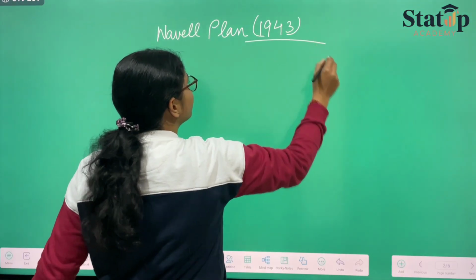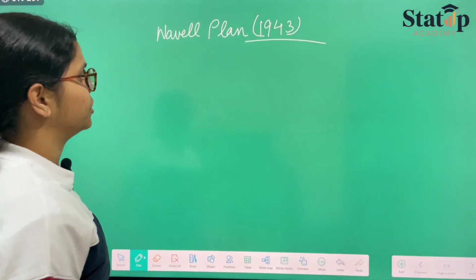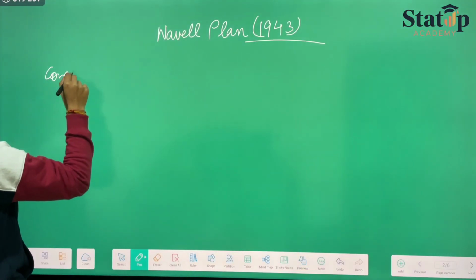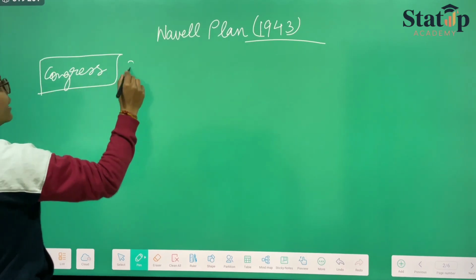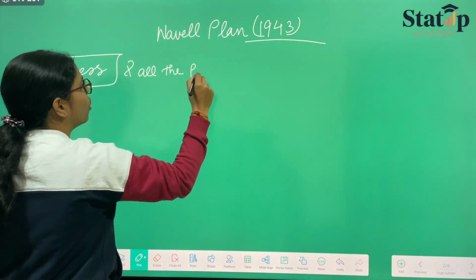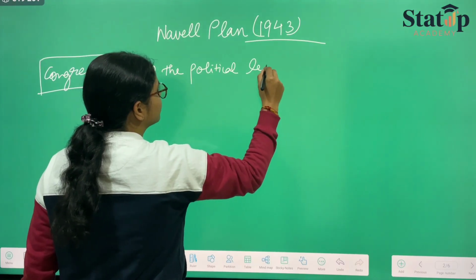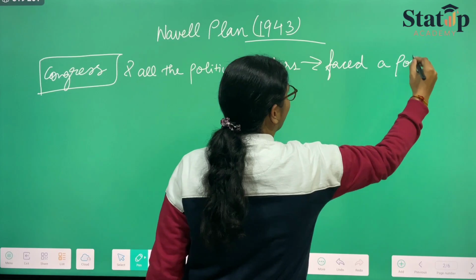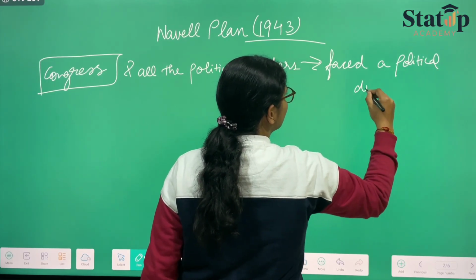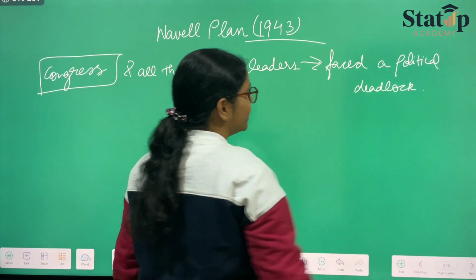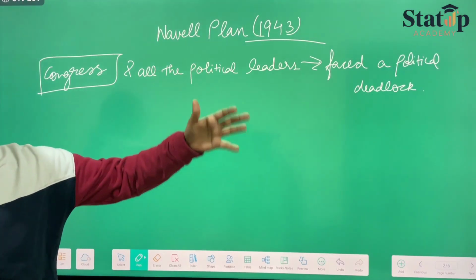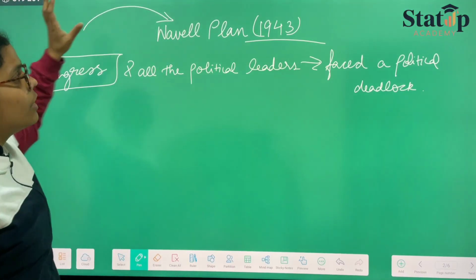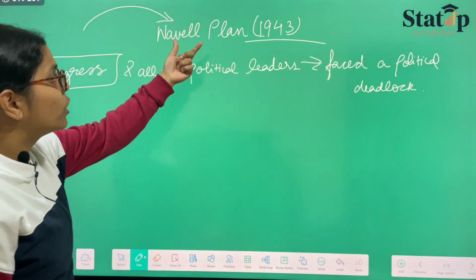1943. When we talk about the Wavell plan in 1943, consider a scenario when the Congress and all the political leaders faced a political deadlock. When we faced a political deadlock, therefore, a viceroy from England sent Wavell with a plan known as the Wavell Plan. What was the Wavell Plan?